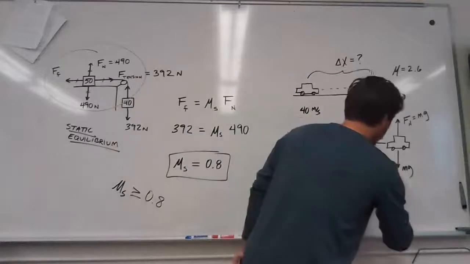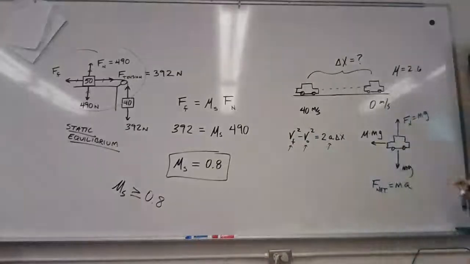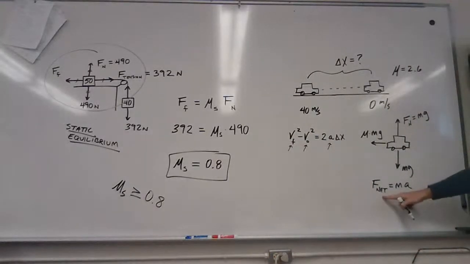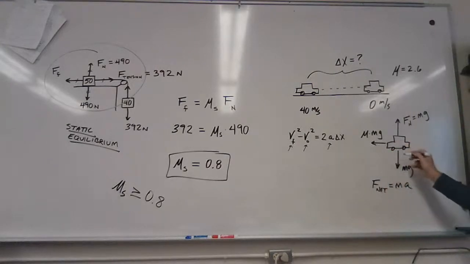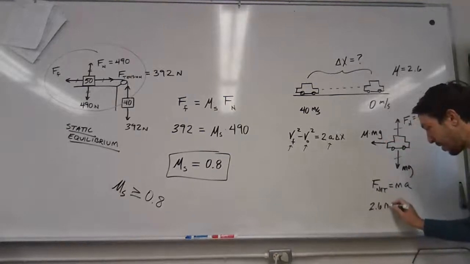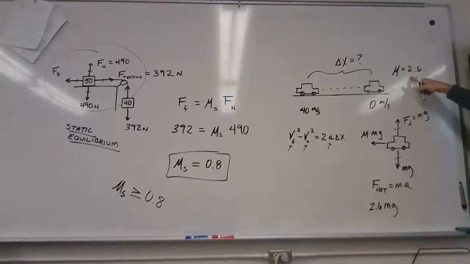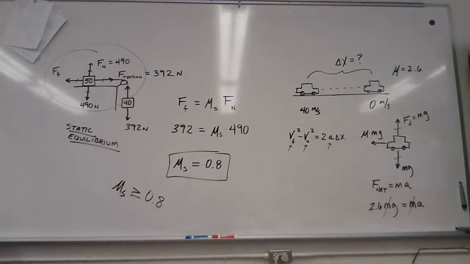So if I go F net equals ma, what's my net force in this problem? 2.6 times mg, right? 2.6 being the mu value. Now, here's the amazing thing. Someone must have been thinking, wait a second, you messed up, you didn't give us the mass of the car. Reasonable objection. But it turns out, look what happens.